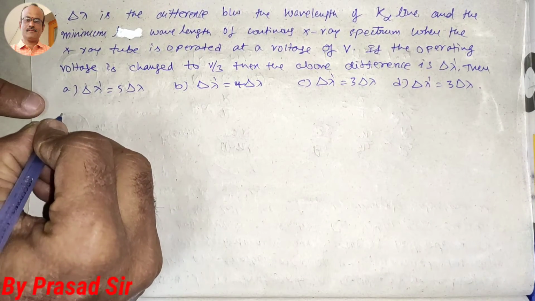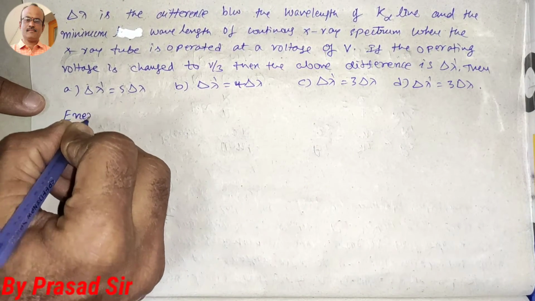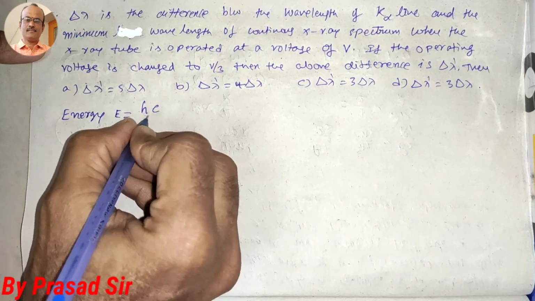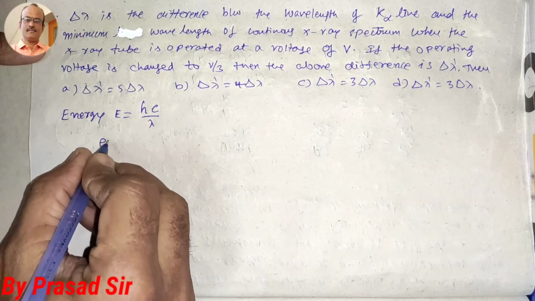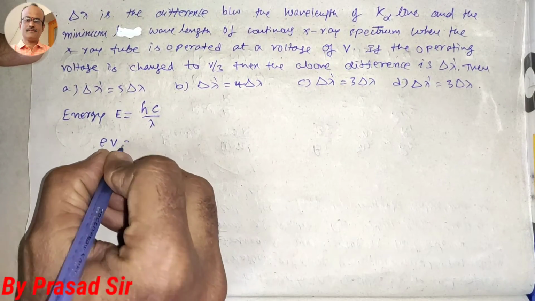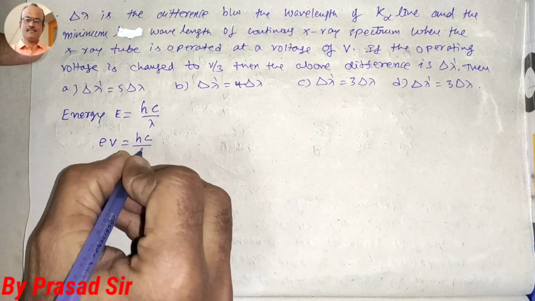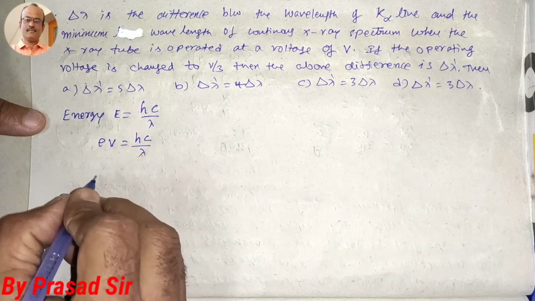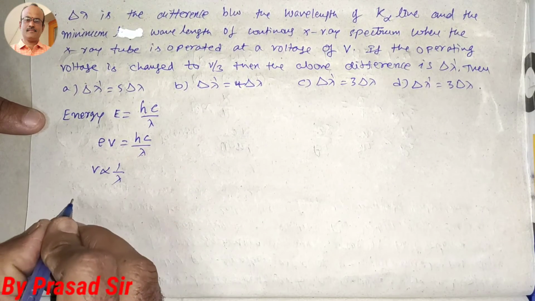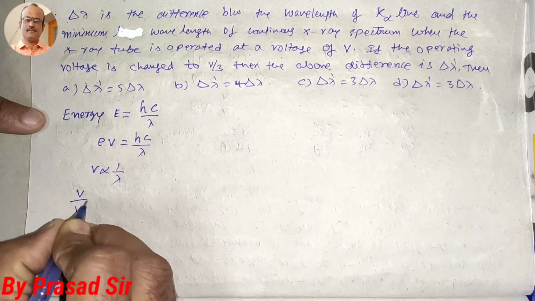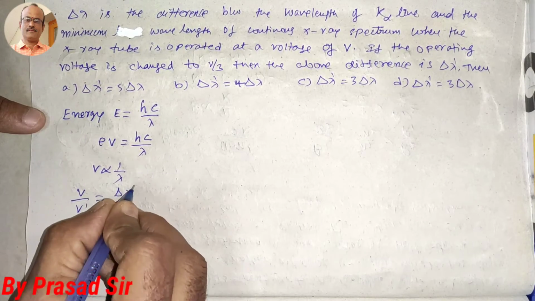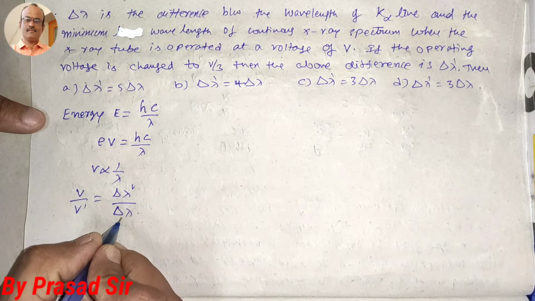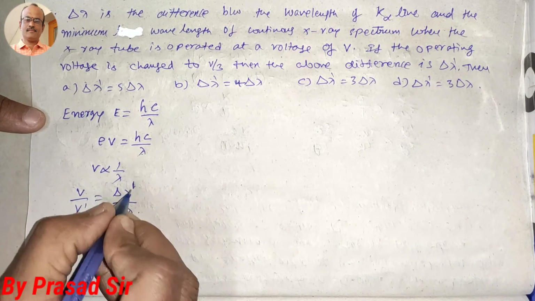Simply listen here. First of all, here energy E is equal to hc by lambda, but energy is nothing but eV. So eV is equal to hc by lambda. One thing we have to remember here: V and lambda are inversely proportional. So that means V divided by V dash is equal to delta lambda dash divided by delta lambda. Delta lambda is the initial and delta lambda dash is the final.